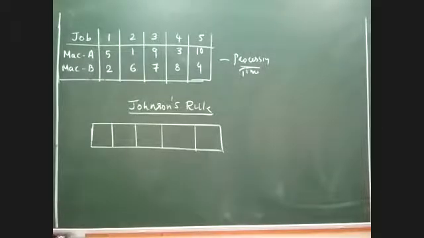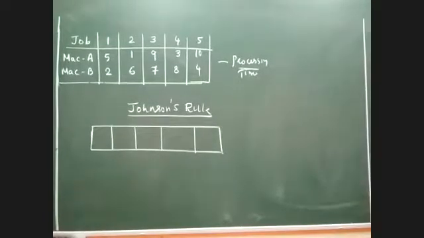Now, how do I put the order? This is again a very important step. If the lowest processing time happens to be on machine A, I am supposed to assign the job from the left side. Okay, I am repeating it again. If the lowest processing time happens to be on machine A, then assign the job from the left side. If the lowest processing time happens to be on machine B, then assign it from the right side.